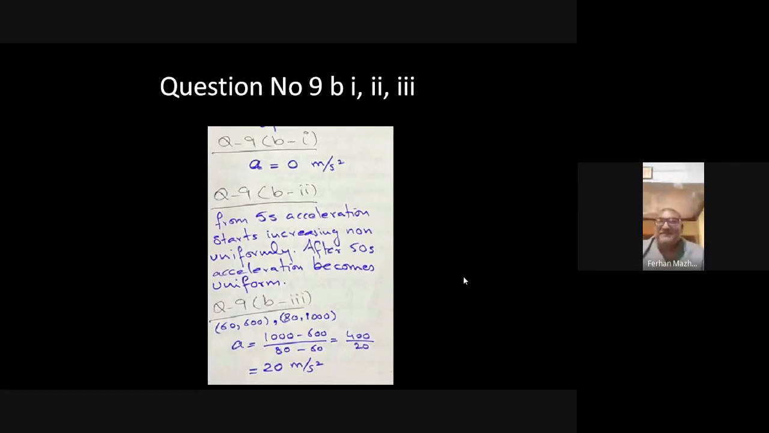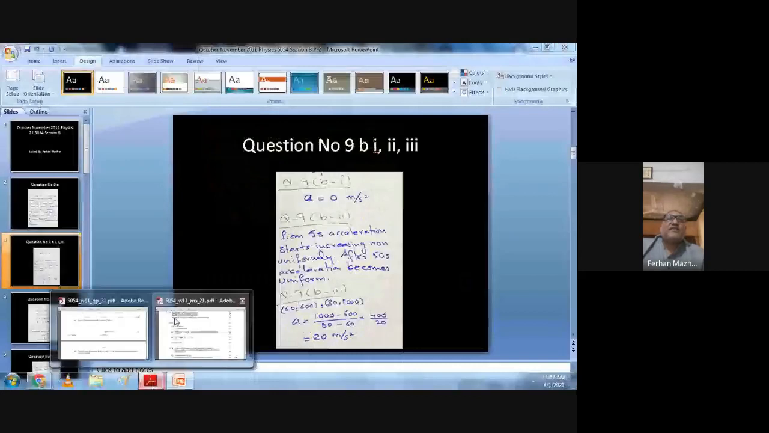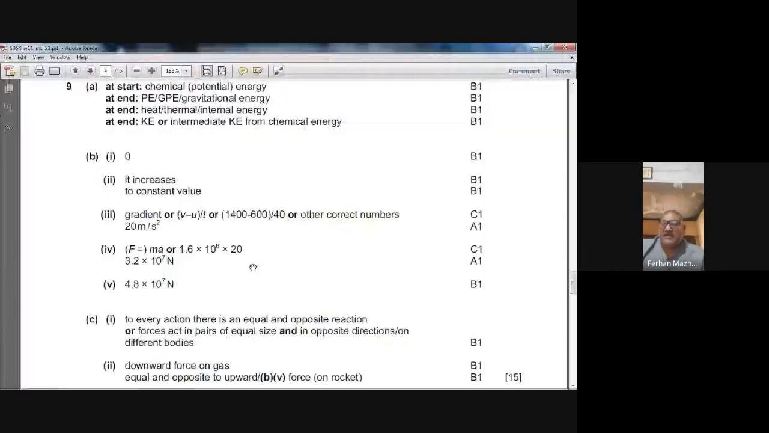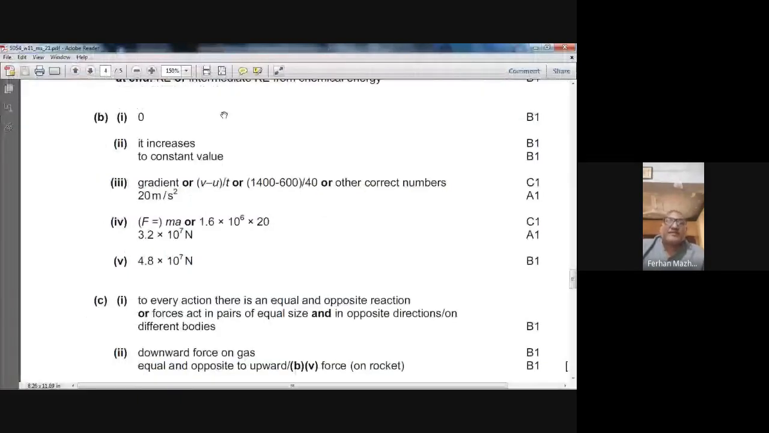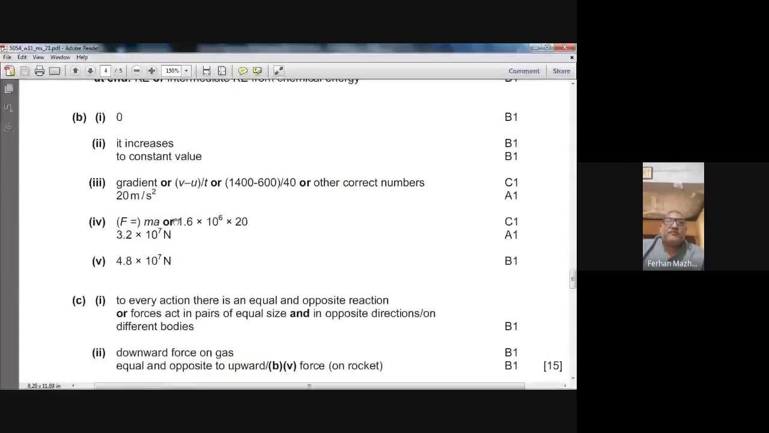Are you done with this? Yes, sir. Okay, so let's check the marking scheme as well, to see if our answers are right. On your screen you can see that the answer is perfect, 20 meters per second squared. Let's move to the next part.